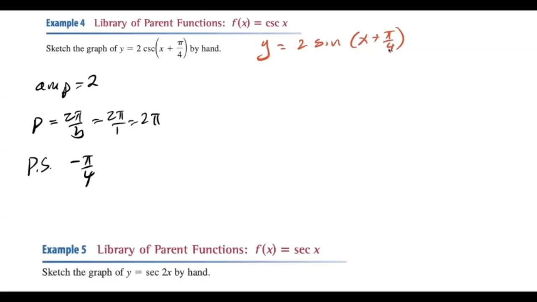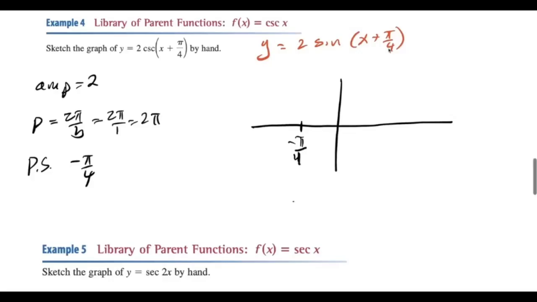Remember, we'll talk about how to do a phase shift. Let's do a basic graph here. I don't have a grid, so I'm going to make it up. We're going to start at negative pi over 4. Let's draw a picture here at negative pi over 4. So we're starting. Next, we've got to figure out where we're going to end. If we start there, we want to add the period to figure out where we end.